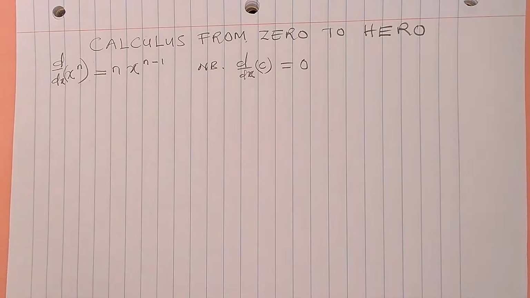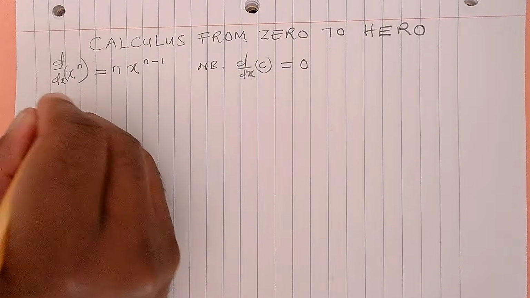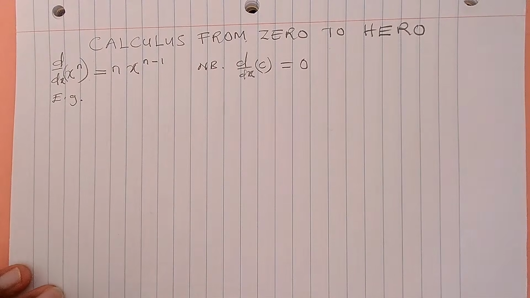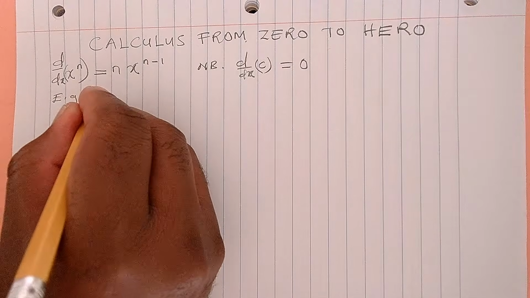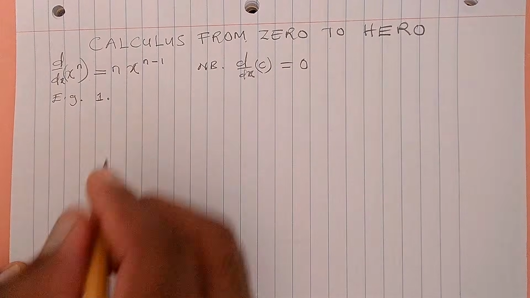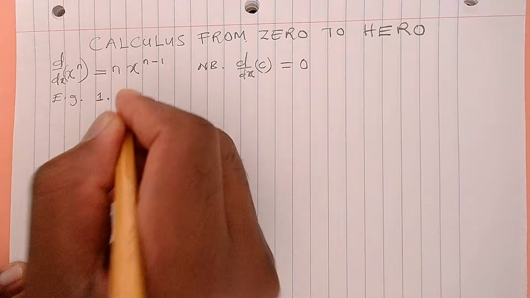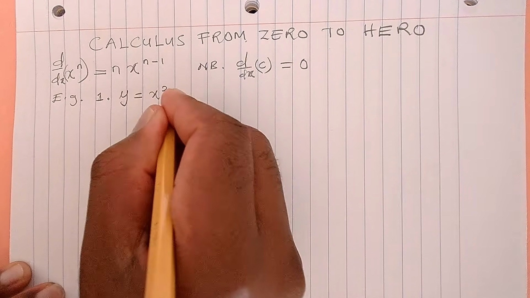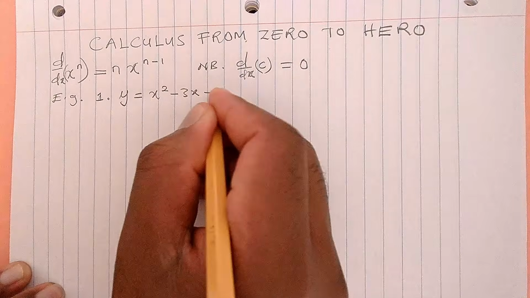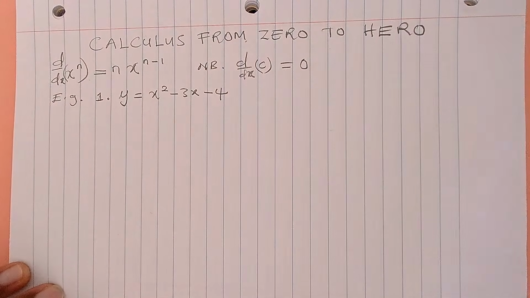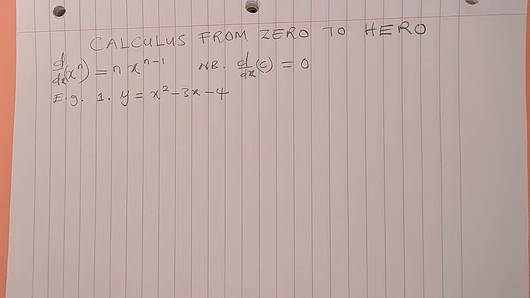All right, guys, so let us look at an example. These are real exam problems. Number 1, let us take y to be equal to x squared minus 3x minus 4. I tell you to find the derivative of that expression. In 3, 2, 1, can you guys check what that means?